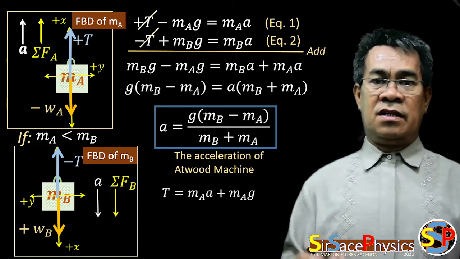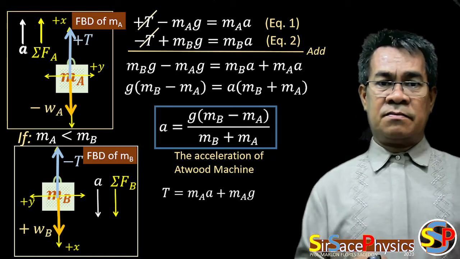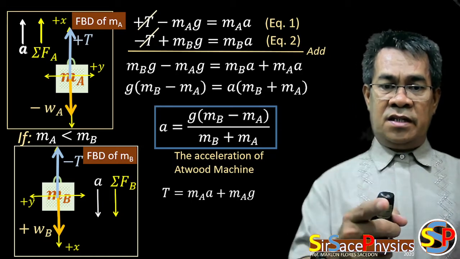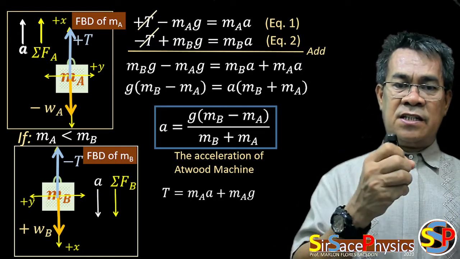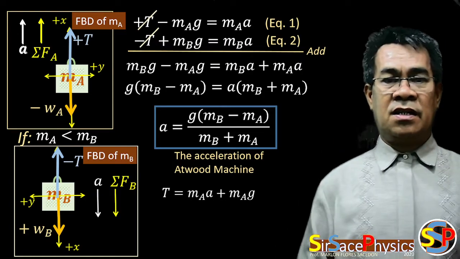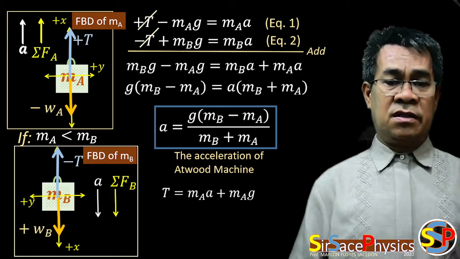Mass A times the acceleration plus mass A times the gravitational acceleration. So we already know the acceleration, then T can be computed.